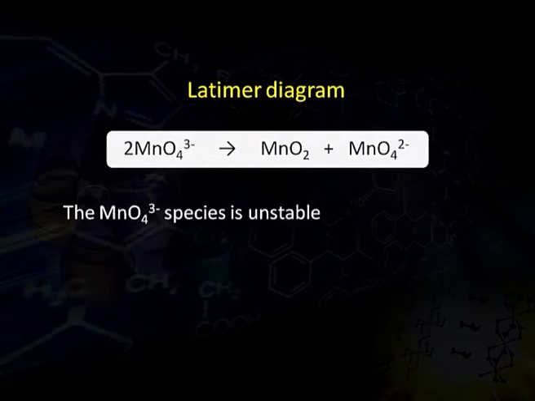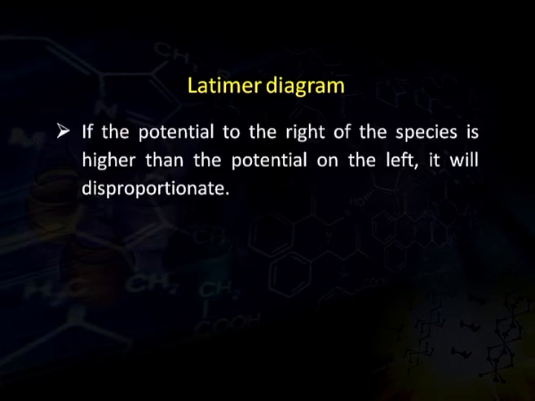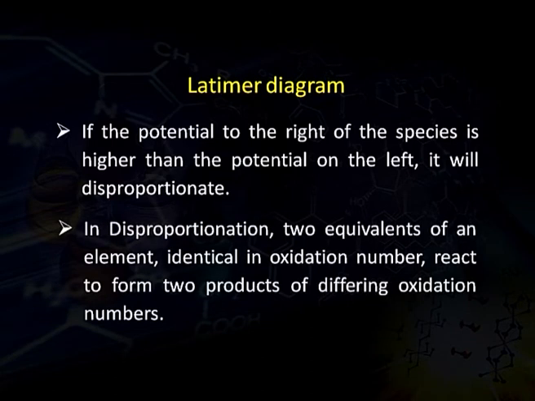The MnO4 3 minus species is unstable. It is having the E naught value plus 3.997 volt, which is undergoing spontaneous disproportionation. If the potential to the right of the species is higher than the potential on the left, then it will have disproportionation. In disproportionation, what happens? Two equivalents of an element identical in oxidation number react to form two products of differing oxidation number. Such type of process is termed as disproportionation.